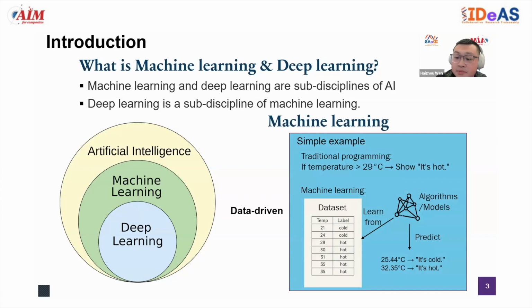Here is a simple example. If we want to design a module in a thermal system to determine the thermal status, in traditional programming we would explicitly give the rules to the machine, and the machine would just follow the rules that we define. But for machine learning, we don't define that. We just give a data set to the machine, and the machine learns the pattern of the temperature and the thermal status, eventually predicting what the thermal status would be if the temperature value is not inside the original data set.